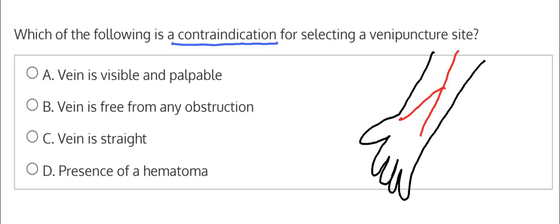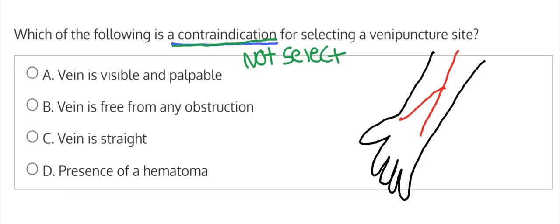And then again, going with that, any sort of injury to the vein, any sort of trauma, you would want to avoid that site for those reasons as well. So let's look at the choices and see which one matches these ideas of contraindication. And reminder that contra means opposite, and indication means the reason to do something. So opposite the reason. So reasons that we should not select a certain spot or a certain vein for a venipuncture or a blood draw.